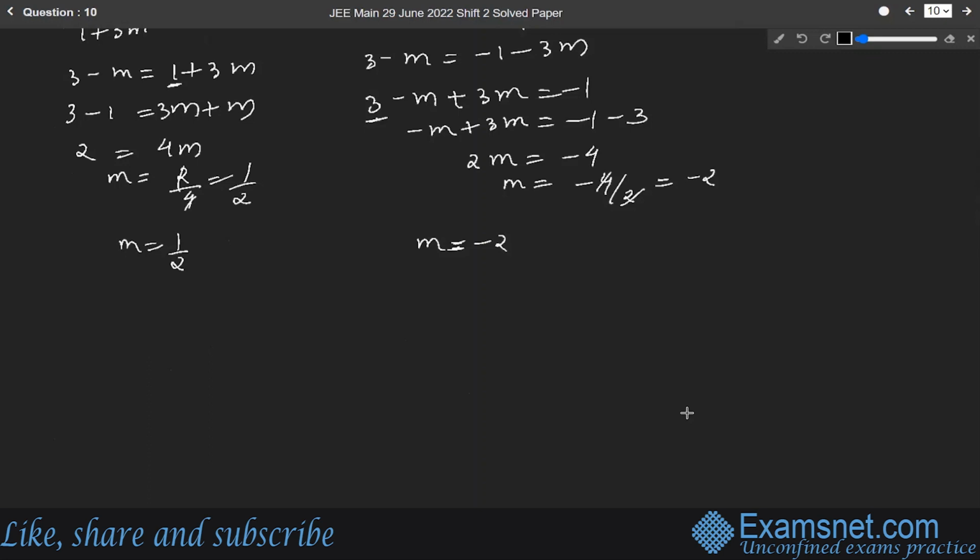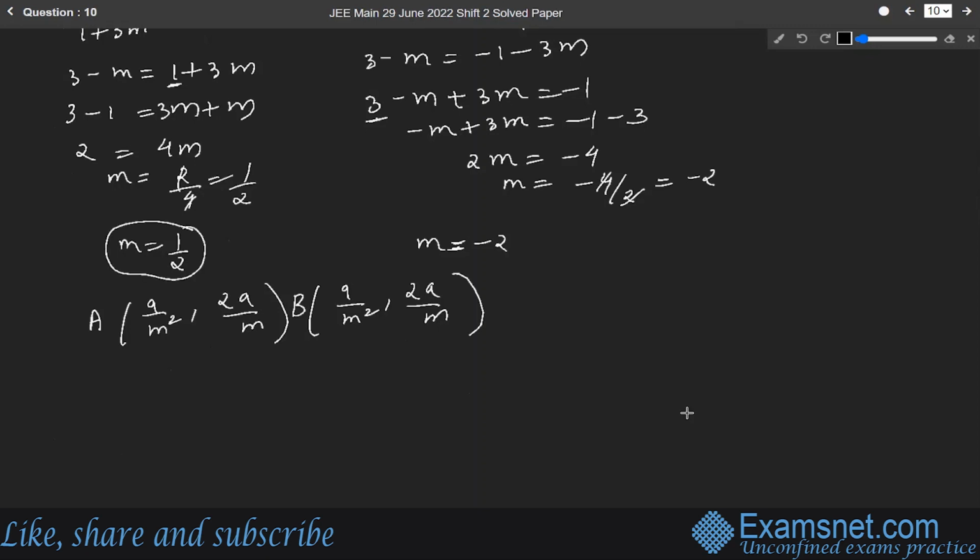The coordinates of focal chords are always in the form of a upon m square, comma, 2a upon m. It means that this is the coordinate of A and this is the coordinate of B. This is the basic thing that you have to remember. Whenever we have a focal chord, its coordinates will always be in this form. Now let us do one thing. Let us apply m is equal to 1 by 2 for coordinate A, and let us apply m is equal to minus 2 for coordinate B.